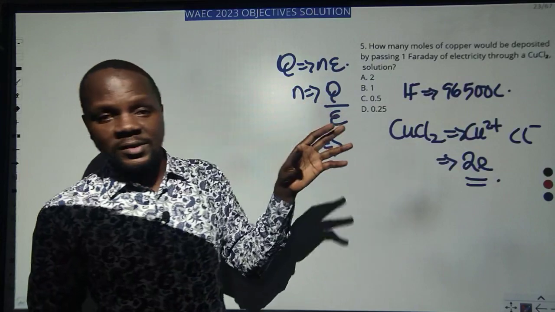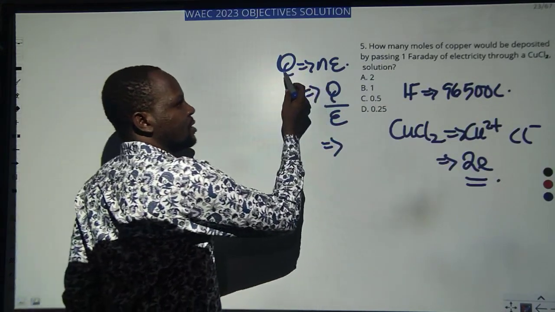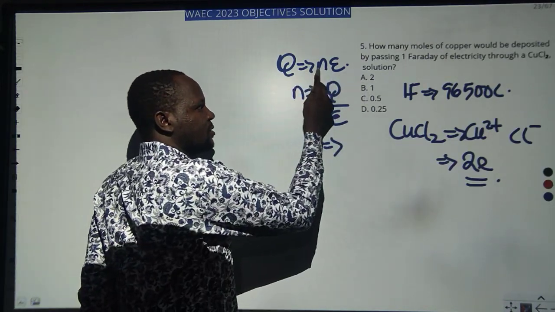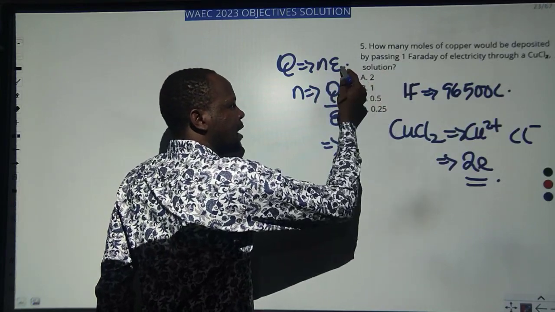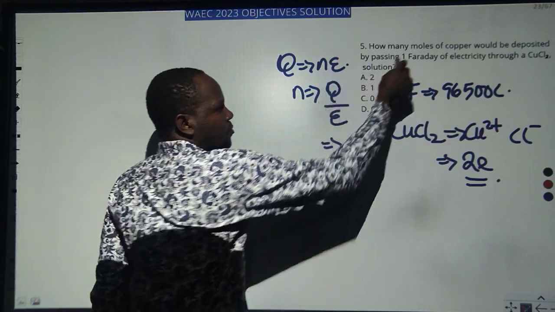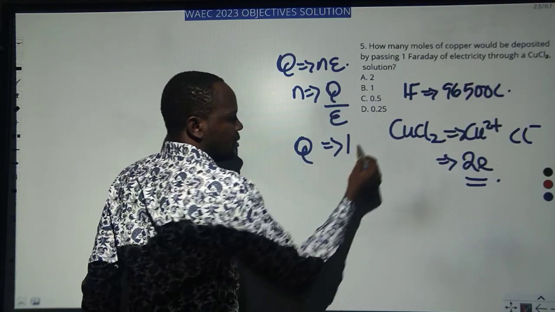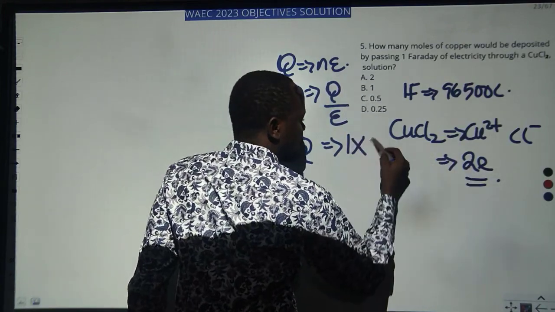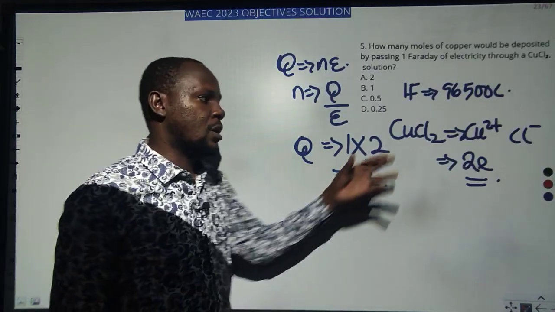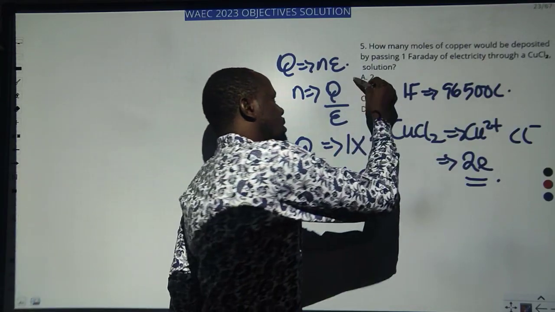1 Faraday was passed. Q equals 2E. The quantity of electricity is the number of Faraday times the number of electrons. So if we say 1 Faraday, look at this now, I want to do copper. Q is the number of Faraday, which is 1, times the number of electrons of copper, which is 2. You can see, the direct way, this is 2. Another person will just tell you, you don't need to do anything, 2 moles, that is 2 electrons. You understand that? So this is correct.